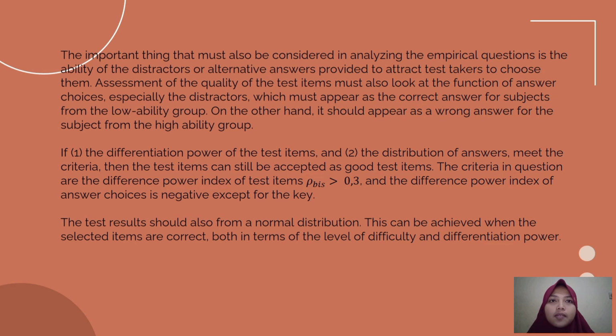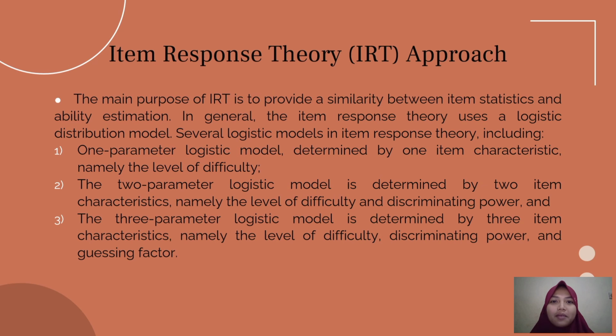as good test items. The criteria in question are that the difference power index of the test item, rho pbis, is greater than 0.3, and the difference power index of answer choices is negative, except for the key. The test results should also form a normal distribution. This can be achieved when the selected items are correct, both in terms of the level of difficulty and differentiation power. The next material will be explained by my friend Hanifa.